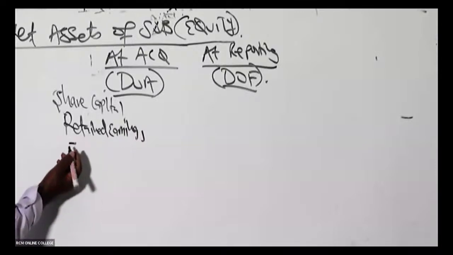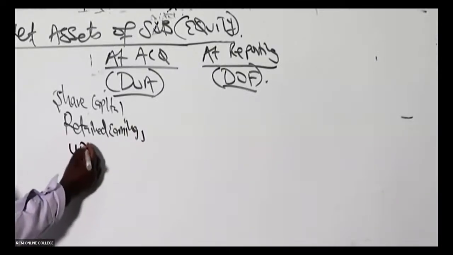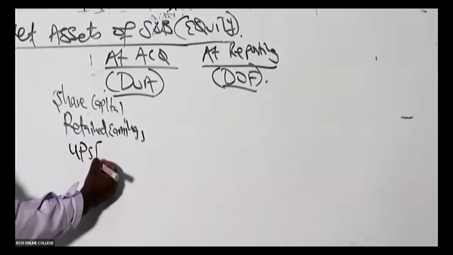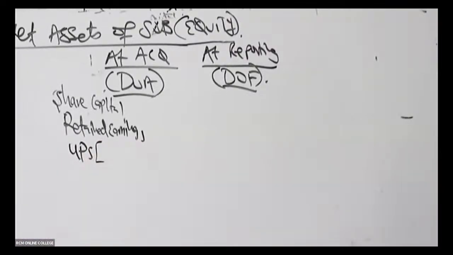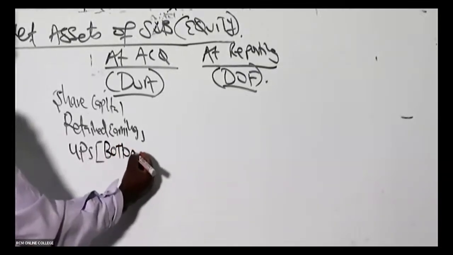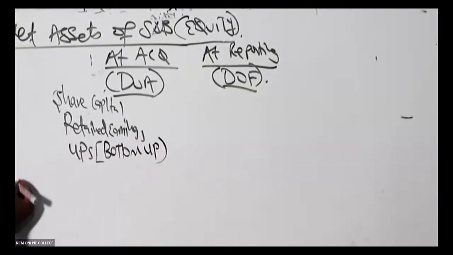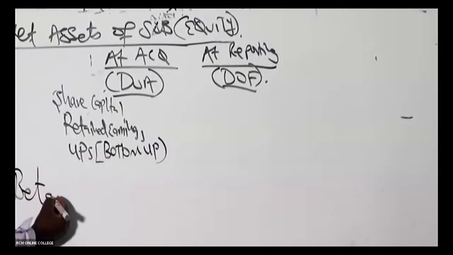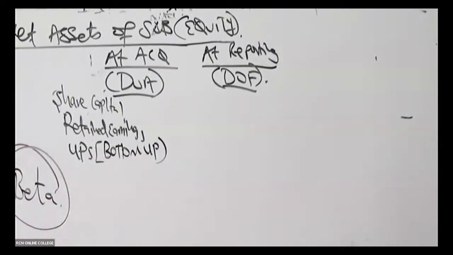Before fair value adjustment, I would rather we do UPS, unrealized profits. We normally bring unrealized profits onto the net assets in this working when the sale is bottom up. Allow me to use the word bottom up; from today, we shall be using it. In the language of politics, bottom up economic transformation agenda. So we only bring UPS here whenever it is a bottom up sale.